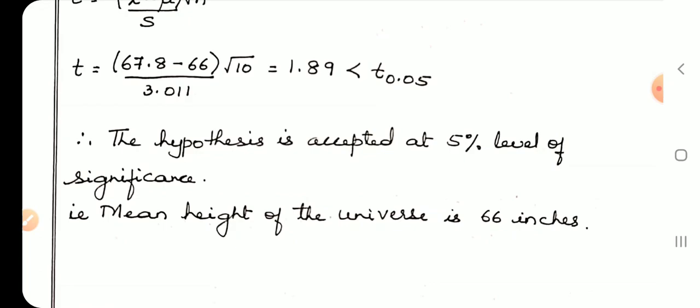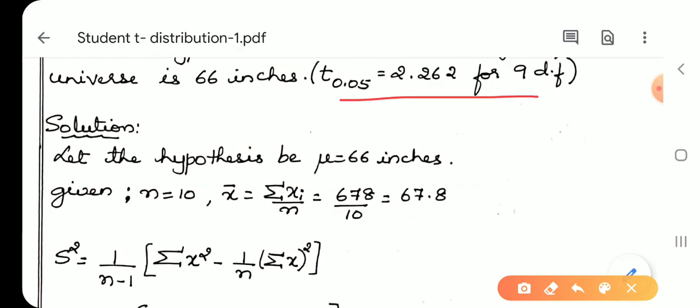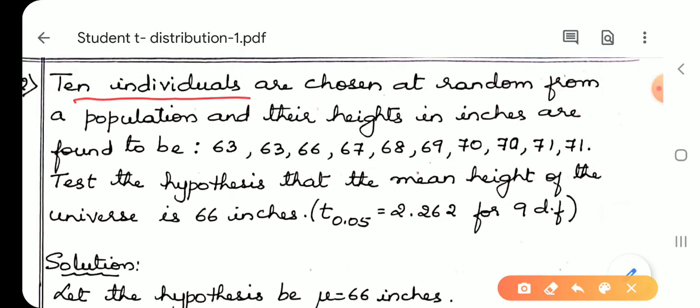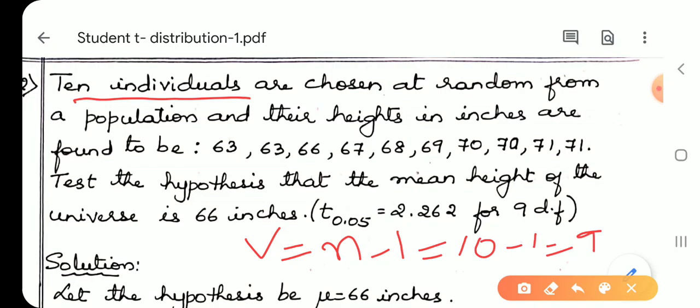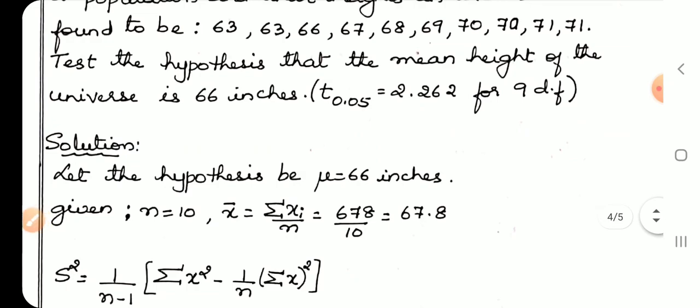Now, two problems we have done. Before we go to the further problems, I'll show you what to do if the standard value is not given in the problem. Here, t of 0.05 is equal to 2.262 for 9 degrees of freedom. If this is not given, how will you calculate? I told you 10 individuals are there. So, the value of v is n minus 1, that is 10 minus 1 is equal to 9. So, degree of freedom is 9. v is 9.